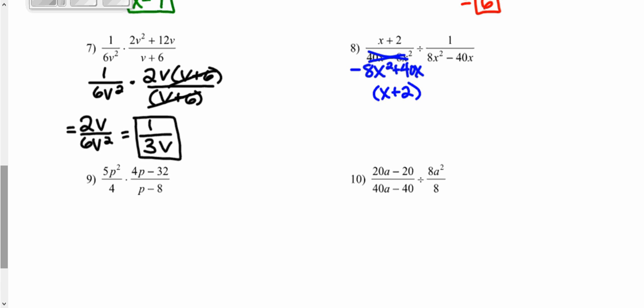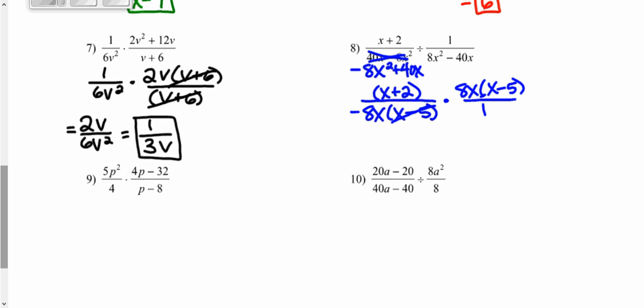The first numerator is just x plus 2. Now that I've rewritten the first denominator, I'm going to factor out the common factor of negative 8x, which would leave me with x minus 5. And then multiplying by the reciprocal, 8x squared minus 40x has a common factor of positive 8x, which would leave me with x minus 5 over 1.